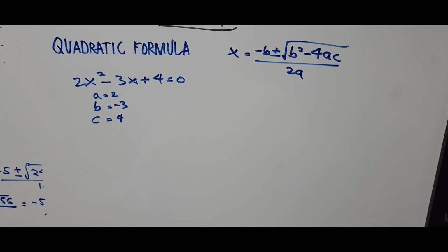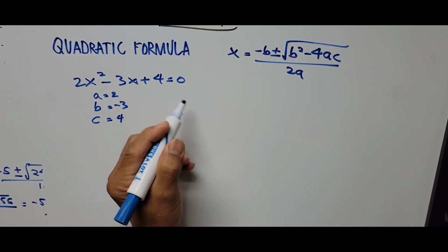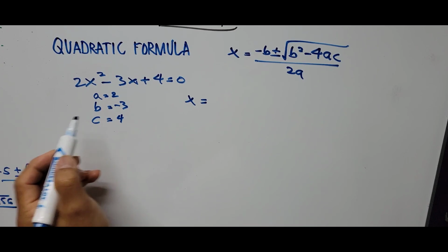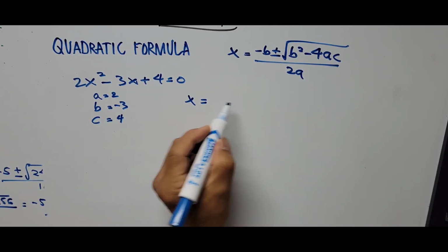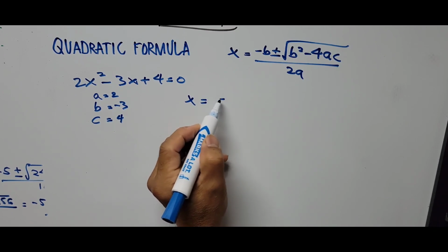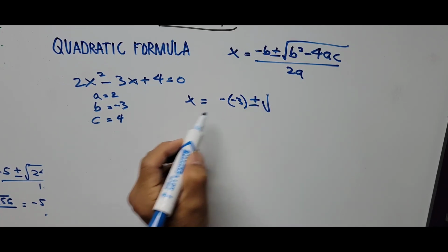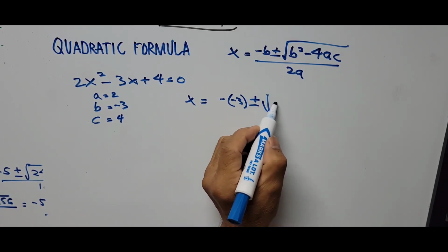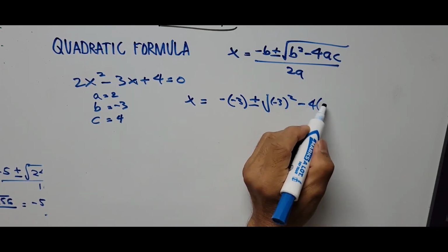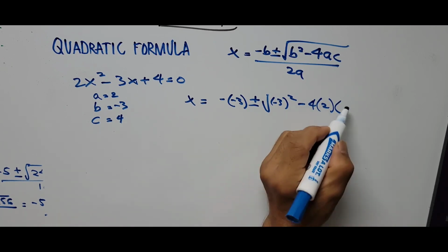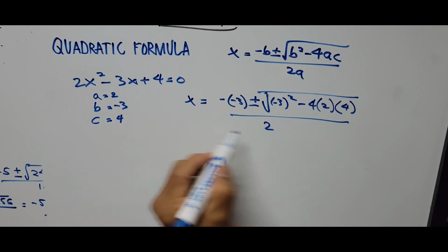We have our last problem now: 2x squared minus 3x plus 4 equals 0. So x is equal to minus b, that's 3, negative times negative, plus or minus the square root of b squared, so negative 3 squared, minus 4ac, where a is 2 and c is 4, all over 2 times a, which is 2.